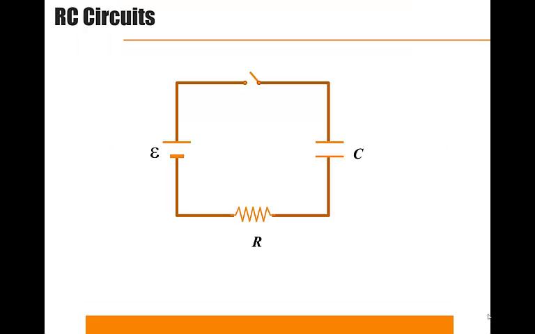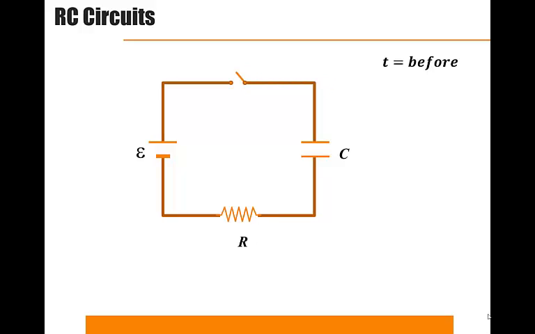So this is a very simple RC circuit. You have a capacitor connected in series with a resistor to a battery. Now there is a switch there that is open, and let's say that the capacitor is initially uncharged, so there is no charge on the capacitor. Now let's analyze this situation at time t before, that is, before closing the switch.